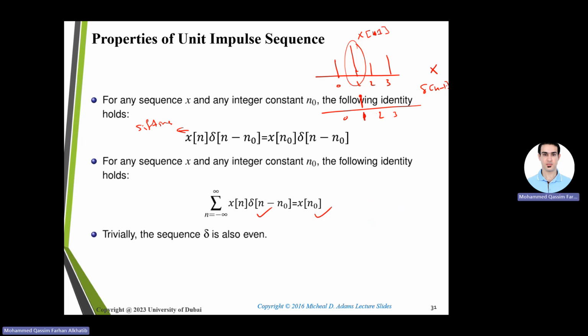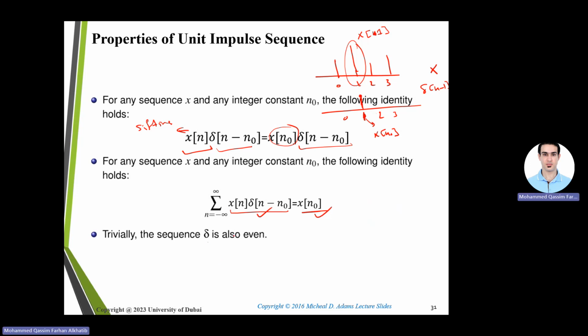As saying that when you multiply the sequence x of n with a shifted version of delta, I'm getting only the value of x of n naught. And this delta is optional, actually, because I'm dealing with discrete. So I'm getting this pulse only, which is basically x of n naught. For any sequence x and any integer constant n naught, the following identity holds. There we go. That's x of n naught. That's the same thing here.